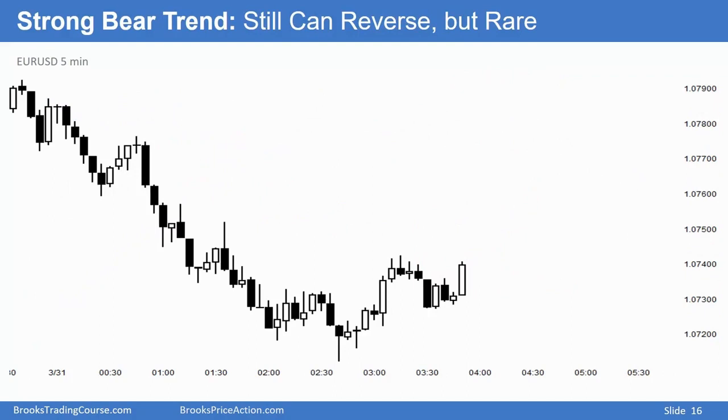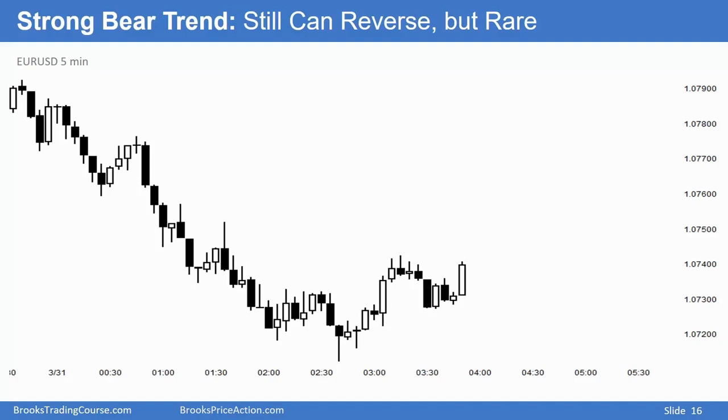This is more of a small pullback bear trend. We got a lot of bars with tails. We've got some gaps. Does not look especially strong. No big bear bars. We're getting bad follow through bull bars. But here we got a bull breakout and a higher low. So it's possible that this is a higher low major trend reversal.